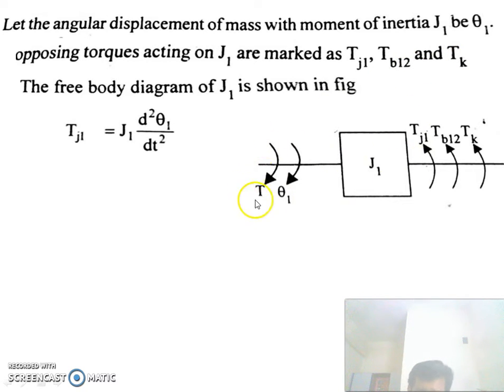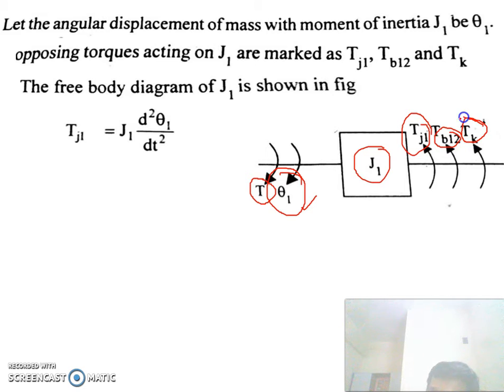This is the applied torque. Due to this applied torque, angular displacement theta is coming, and the opposing torque acting on J1 is TJ1, that is due to the moment of inertia J1, and TB12 is the dashpot which is connected between J1 and J2, and K is the spring which is connected between J1 and J2. These are the opposing torques, and we can see them one by one.